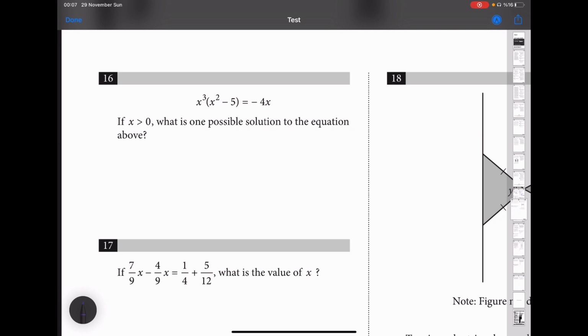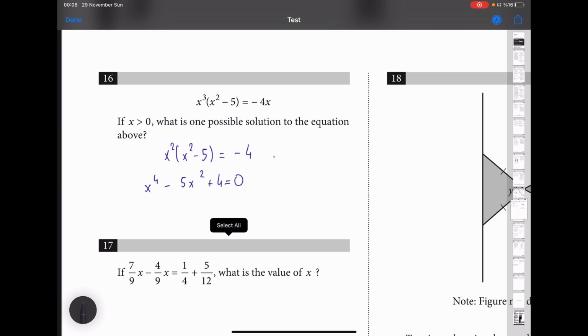If x is greater than 0, what is one possible solution to the equation above? I can easily divide both sides by x because I'm sure x is greater than 0. If x were 0, I could not do this because I do not want to divide by 0. It would be a confusion. Okay, let's divide and write. x squared minus 5 equals minus 4 over x squared, and x to the 4 minus 5x squared plus 4 equals 0, right?